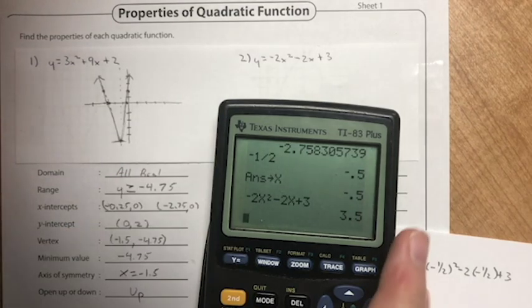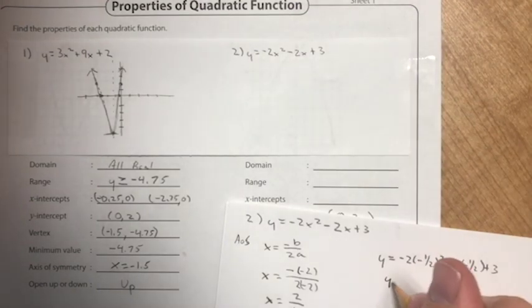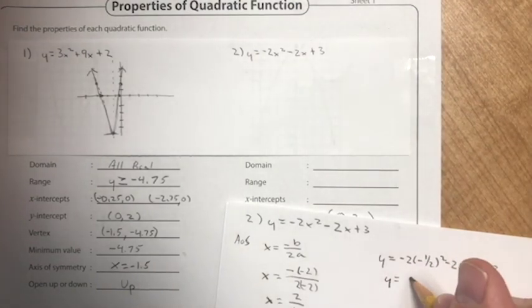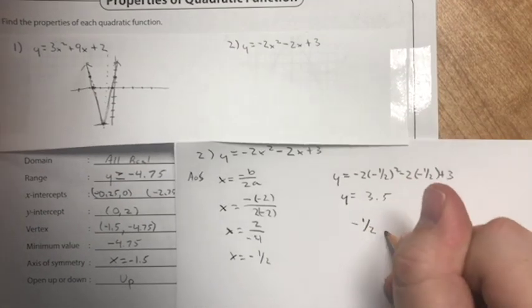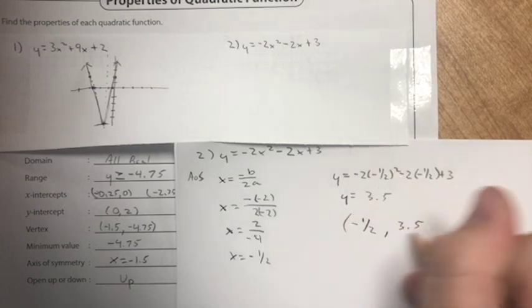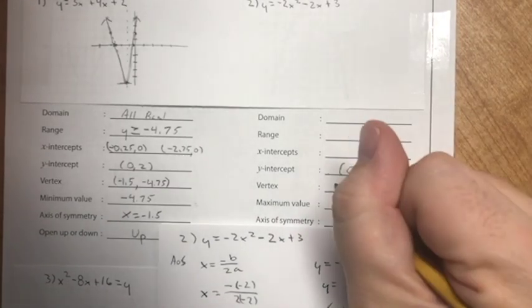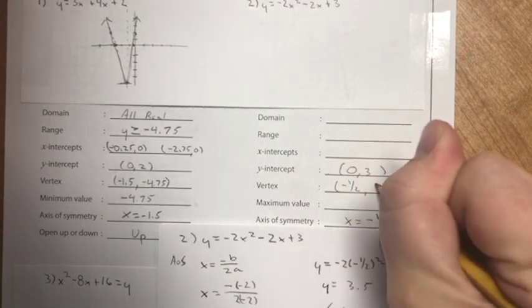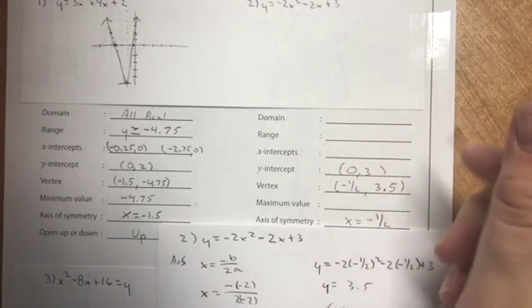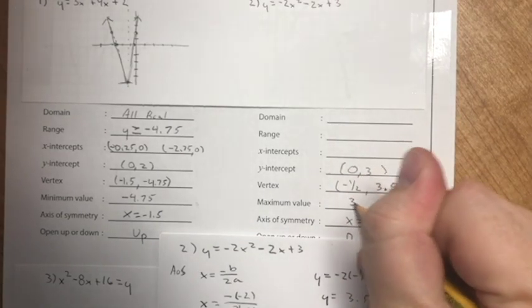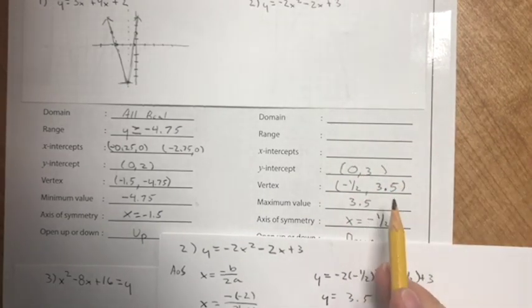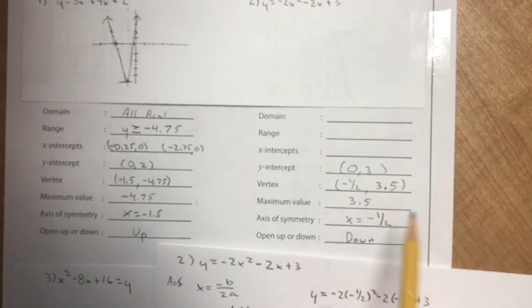Hit enter, and I get that my y value, or my vertex, is going to be at 3.5, or more specifically, negative 1/2 and 3.5. That is where my vertex is. So negative 1/2 and 3.5. That means that my maximum value is actually going to be 3.5 because I'm not going to get any higher than 3.5, because this will be opening down.